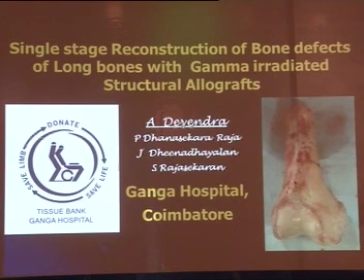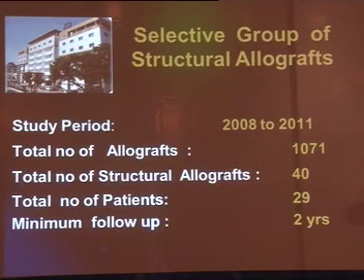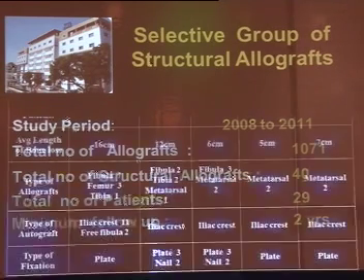Having this in the background, I would like to present my study on single-stage reconstruction of bone defects of long bones using gamma-irradiated structural allografts. Here I am presenting a selected group of patients who would otherwise have ended up in primary amputation. The total number of patients is 29, the study period is between 2008 and 2011, and the minimum follow-up period is 2 years.